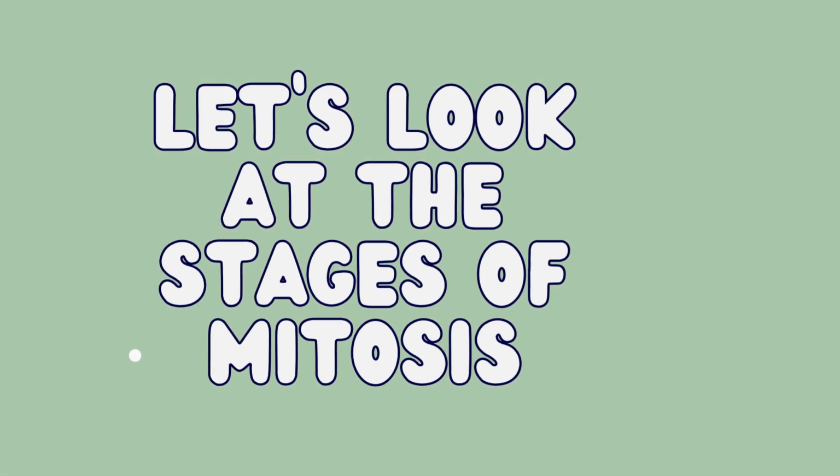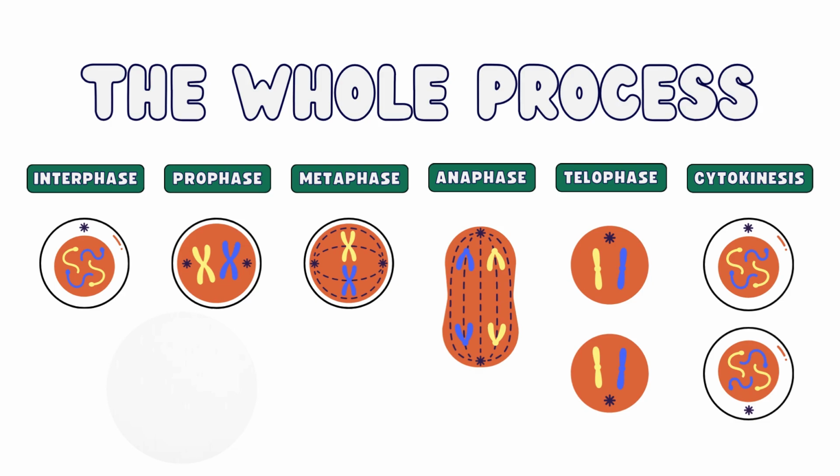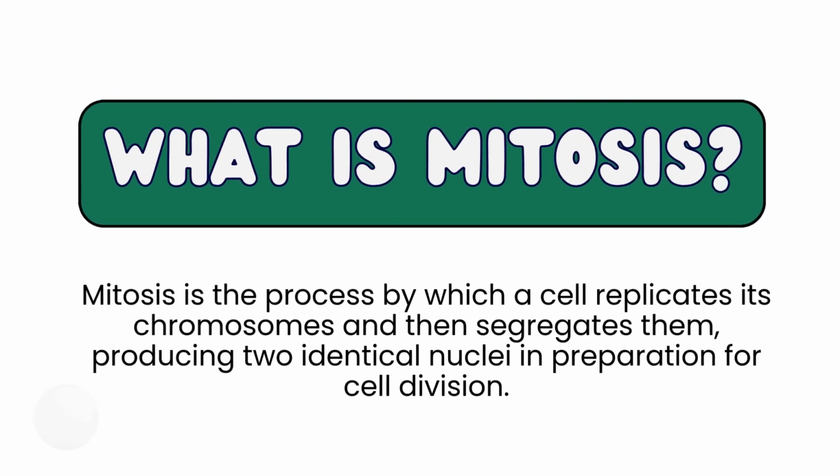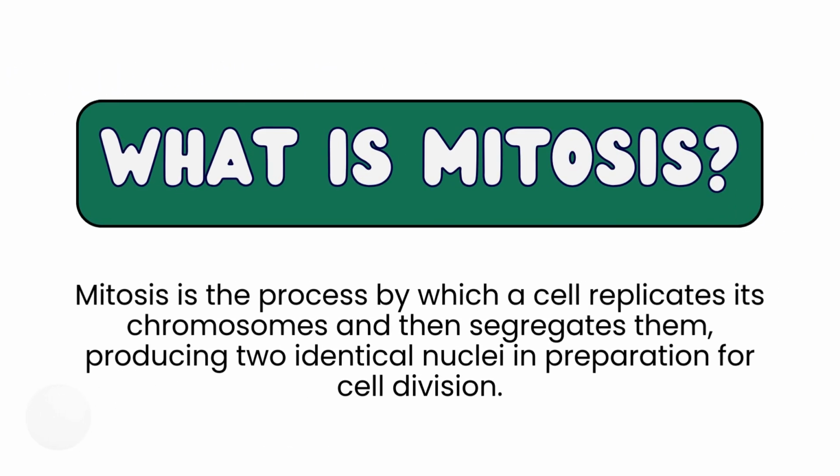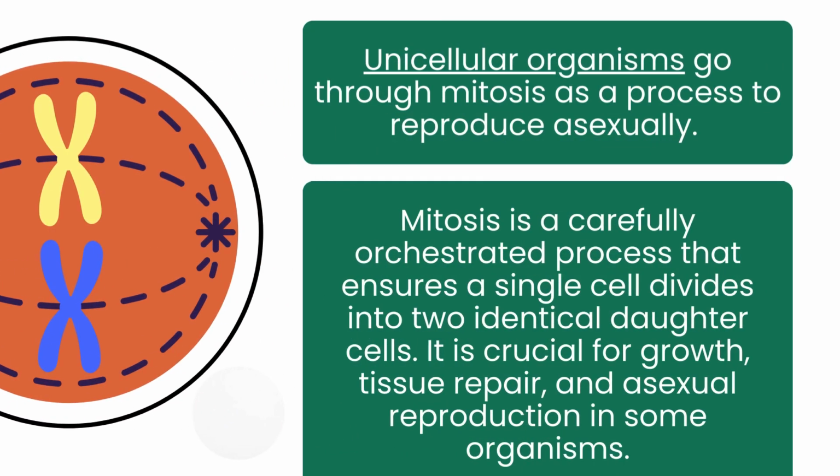Let's look at the stages of mitosis. Mitosis is made up of 6 phases, including interphase, the subphases of interphase, prophase, metaphase, anaphase, telophase, and finally cytokinesis. Mitosis is a carefully orchestrated process that ensures a single cell divides into two identical daughter cells. It is crucial for growth, tissue repair, and asexual reproduction in some organisms. As stated before, unicellular organisms go through mitosis as a process to reproduce asexually.